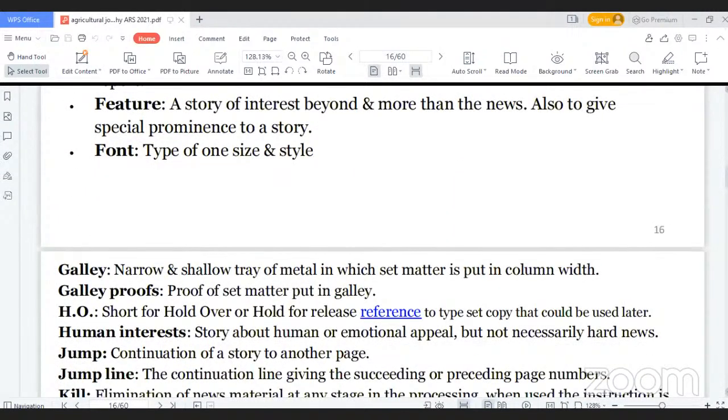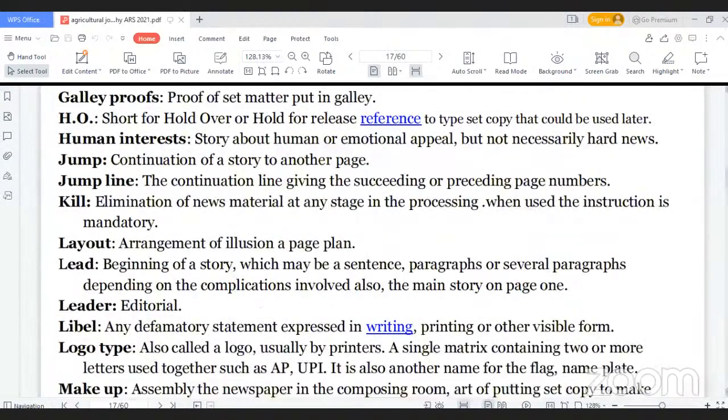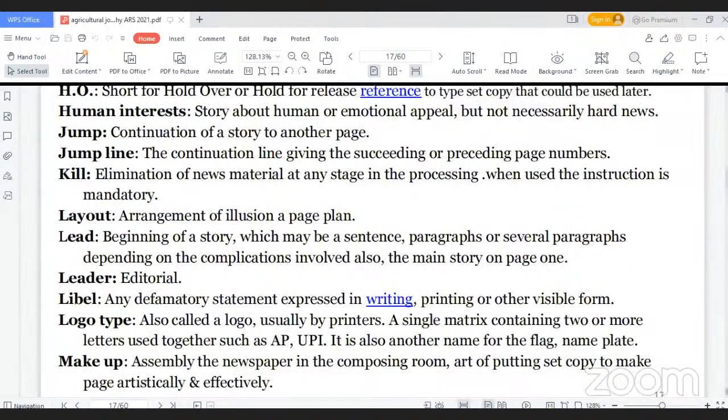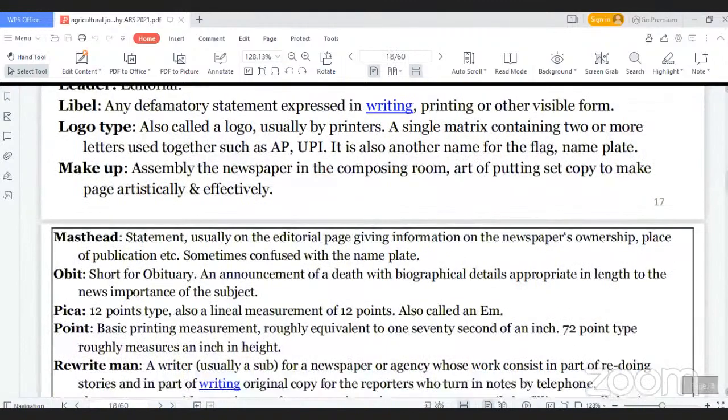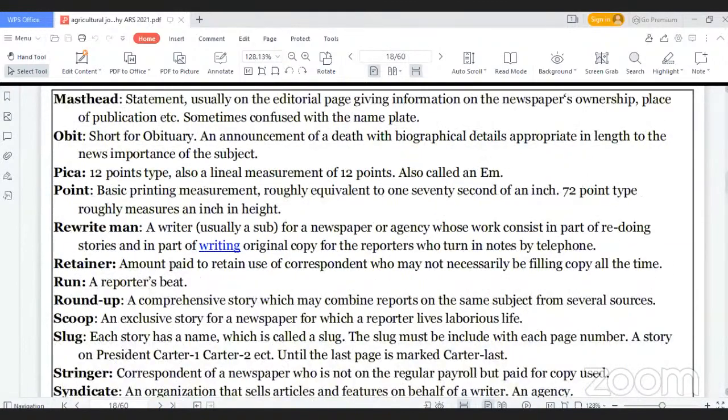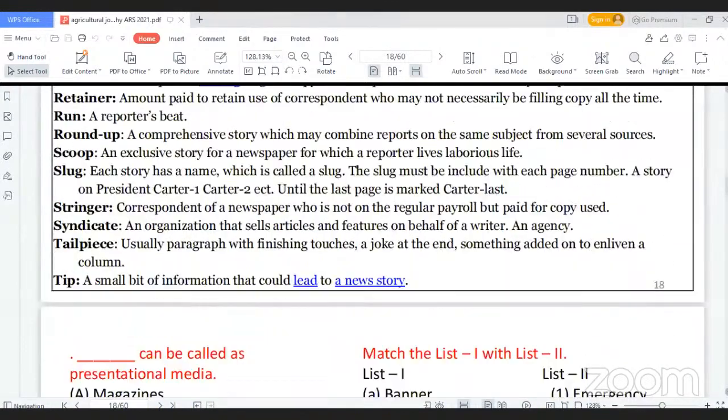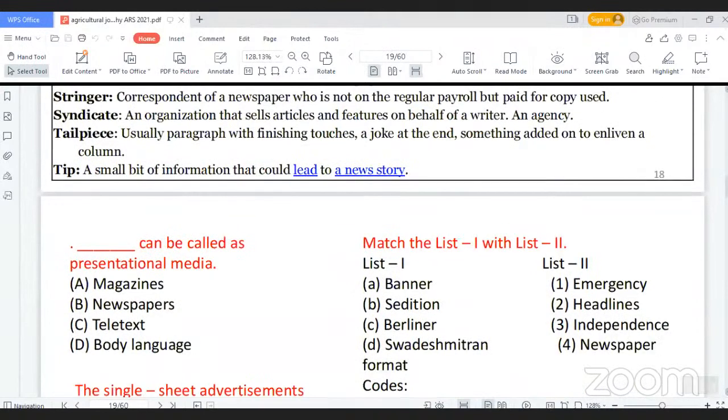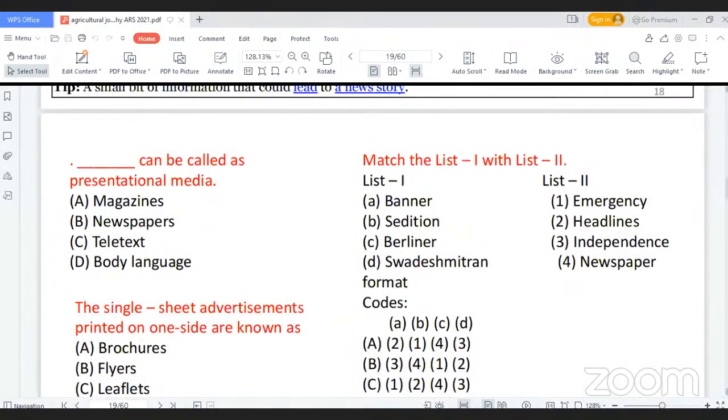Gully means narrow and solitary, just like gully cricket. With all these terms, you may go through them, or you try to remember only the most important terms.